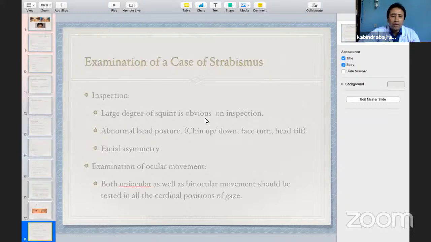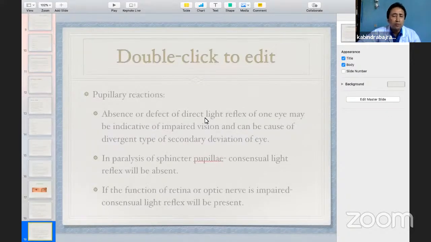And then we have to examine the extraocular movements, both uniocular and binocular, and the six cardinal gaze movements are very important. We'll talk about these movements in the subsequent slides. Pupillary reaction is also important, because if there is absence or defect of direct light reflex in one eye, it may indicate impaired vision in that eye, and sometimes a divergent type and sometimes a convergent type of strabismus can be there according to the age of presentation.